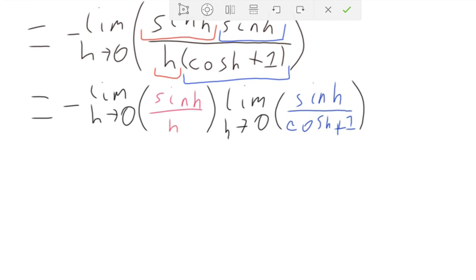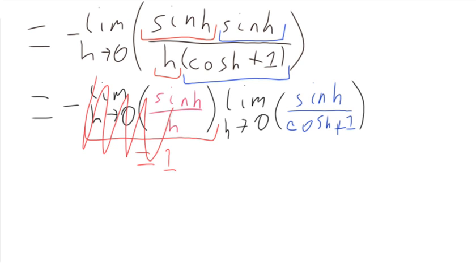Alright, now, let's see if we can clean this up a little bit. Limit as h goes to 0 of sine of h over h. Well, we know what that is. We just used it. This is equal to 1. So we have 1 in this product here. So multiplying by 1 doesn't change anything. Now we just have to figure out the limit as h goes to 0 of sine h over cosine h plus 1. And as it happens, this function is continuous at 0. We can actually plug in the 0.